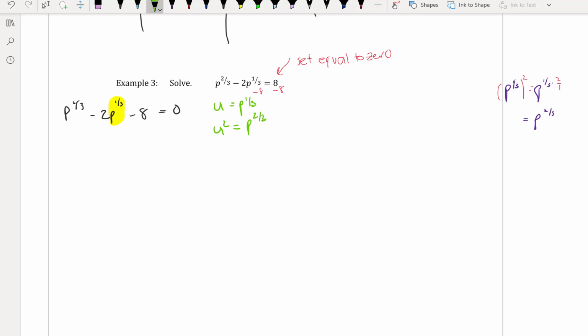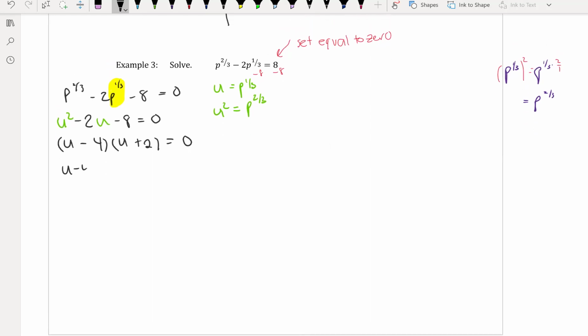Okay, so now I can do my substitution. So now I have p to the 2/3, but we said that was really a u squared, minus 2, and that p to the 1/3, we said that's really u. And I have minus 8 is equal to 0. So this looks very familiar. I think our last problem was just like this. So I know it's going to be 4 and 2, as long as my 4 is negative and my 2 is positive. So I'll have that u minus 4 is equal to 0, so that u is equal to a positive 4. I will have that u plus 2 is equal to 0, so that u is equal to a negative 2.